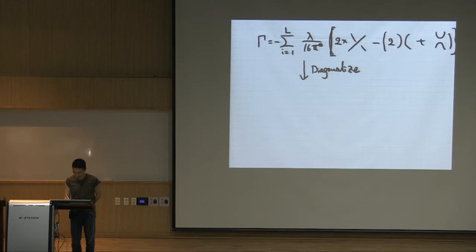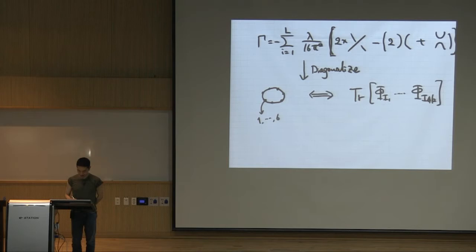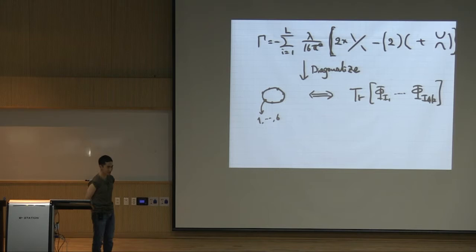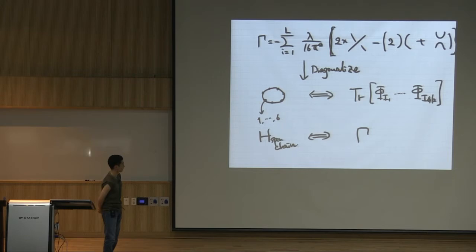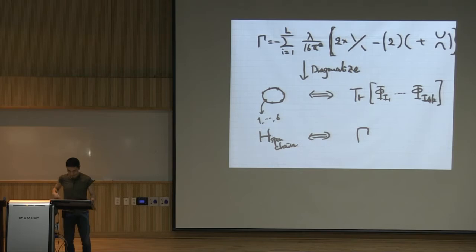So this already looks like a nearest neighbor spin chain, where each site has an SO(6) vector spin. So each site can have index 1 to 6. So you can identify the operator that I was talking about with some spin chain state. And then in this interpretation, this gamma looks like a nearest neighbor Hamiltonian of some spin chain. So you can regard the problem of computing the two-point function as the problem of diagonalizing some spin chain Hamiltonian. So this is how you get some 1 plus 1D system out of a 3 plus 1D gauge theory.